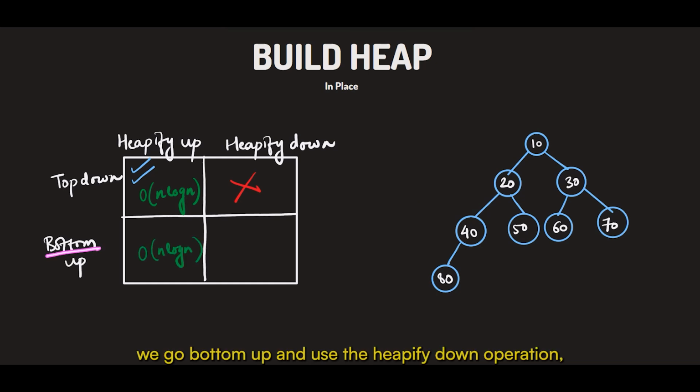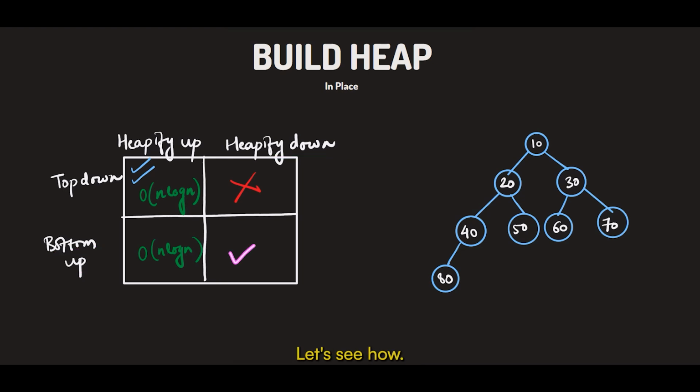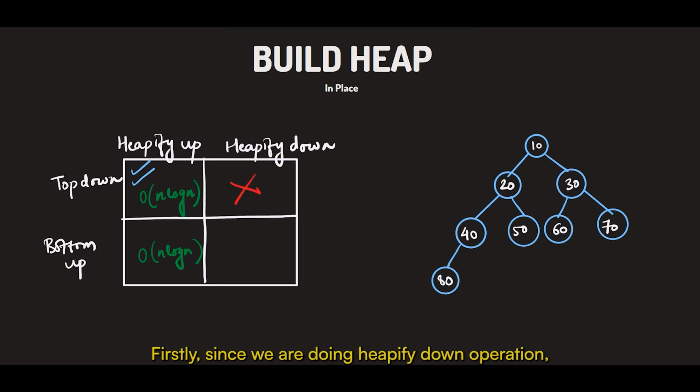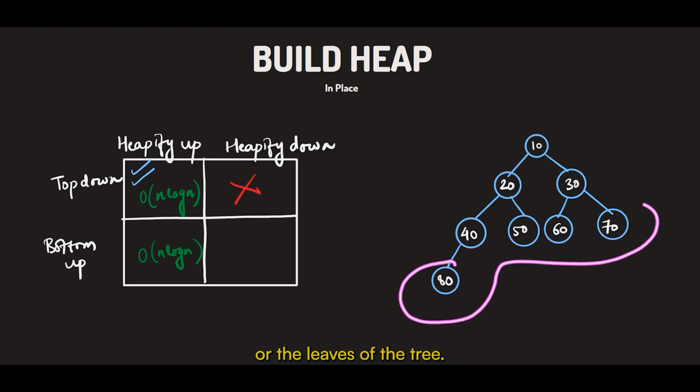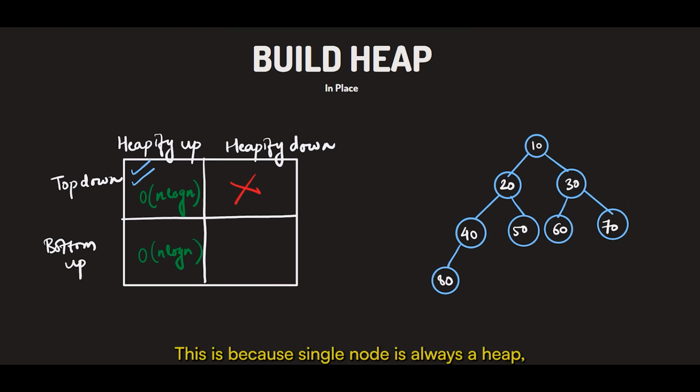However, when we go bottom up and use the Heapify down operation, we can avoid some work here. Let's see how. Firstly, since we are doing the Heapify down operation, we don't have to do the Heapify work on the last row or the leaves of the tree. This is because a single node is always a heap, and for any complete binary tree having n nodes, there are at most n by 2 leaves.